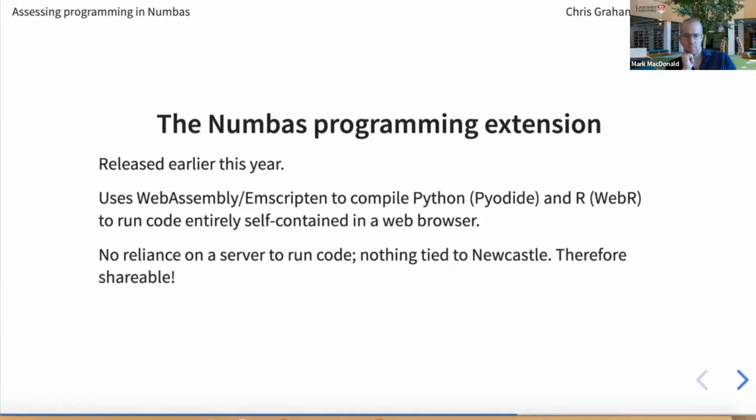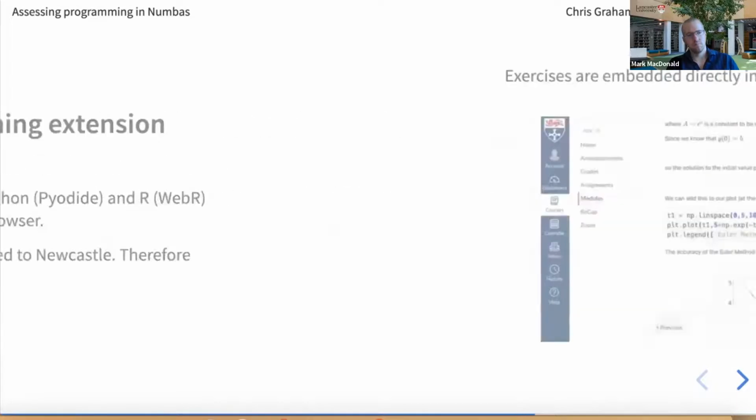In the latest version released this year, we've used WebAssembly compiled Python and R to run code entirely inside a web browser. So we're not relying on a server, and therefore we can share this with others. It's also a very numbers-esque thing to do, because the rest of numbers runs entirely in a browser. And so that's what the latest version of the extension looks like.